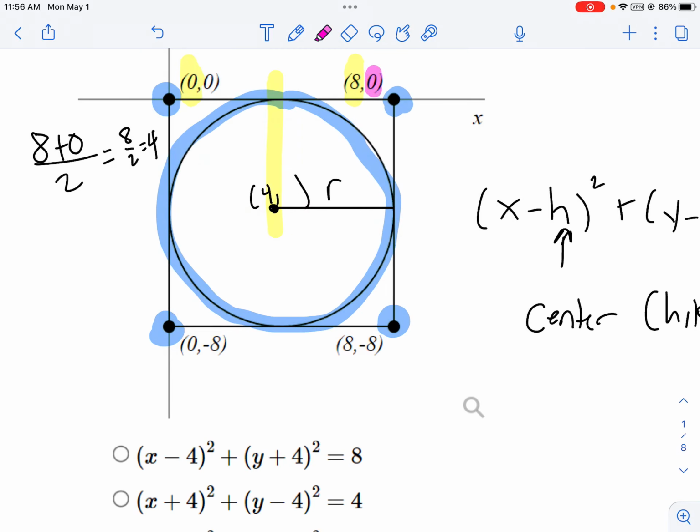Likewise, you can do that for the y-coordinate. We know the y-coordinate is from 0 to -8, which means the halfway point is going to be -4 for that one, because we have 0 plus our -8, half of that. So -8 halved is -4. That means your center is (4, -4).